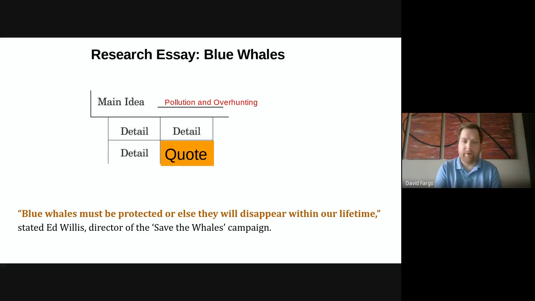So research essay about blue whales, the main idea of the paragraph is pollution and overhunting. So my quote might be something like, "Blue whales must be protected or else they will disappear within our lifetime," stated Ed Willis, director of the Save the Whales campaign. So again, that's an example of a powerful supporting detail that would go well with the other information that you're giving about pollution and overhunting of blue whales.